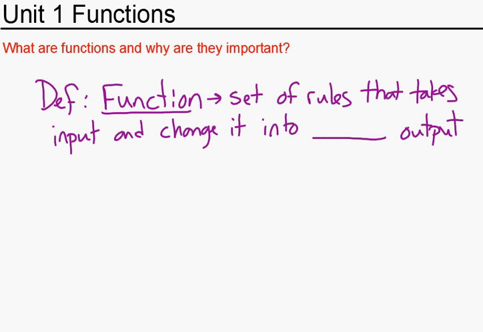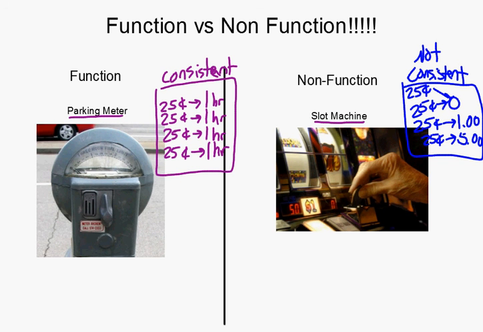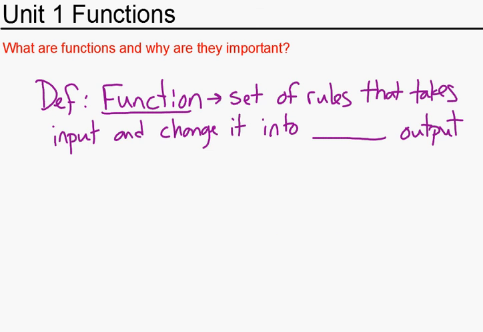But there's a word missing. If you look back here for a second, both my parking meter and my slot machine take input and make it output. Input and output. They both do that. The only difference is that with the parking meter, it's consistent. So that's going to be my key word here: consistent. It's consistent output. So input leads to consistent output. That's what a function does.